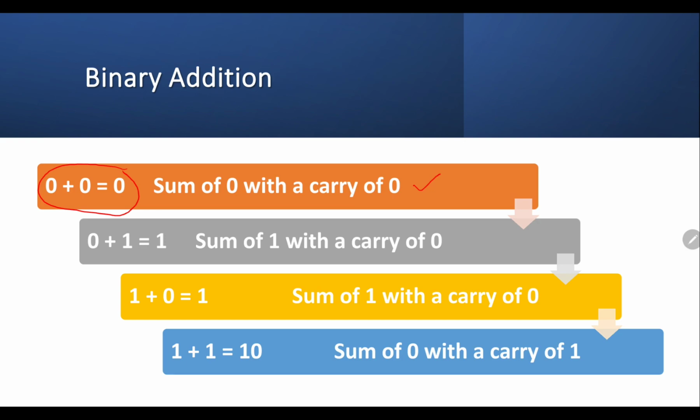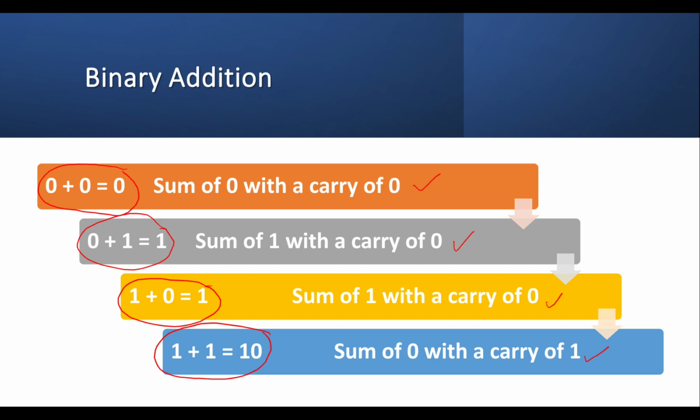0 plus 1 equals 1. Sum of 1 with carry of 0. 1 plus 0 equals 1. Sum of 1 with carry of 0. 1 plus 1 equals 0, carry 1. Sum of 0 with a carry of 1.